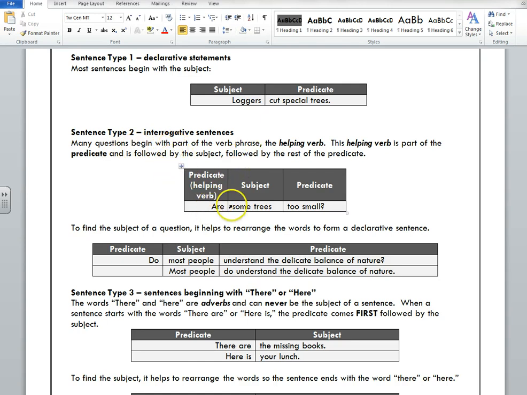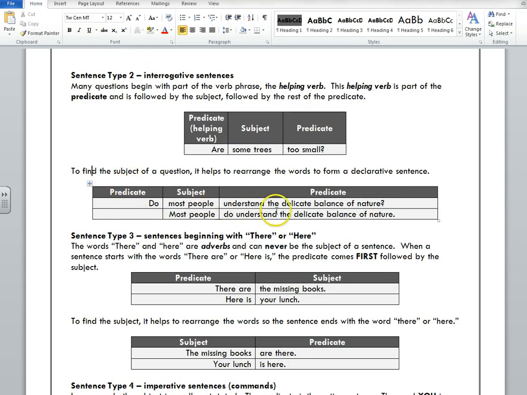You always have to separate your H's, your V's, and your S's. So in this question, are some trees too small? Here, right, we have our verb are. The sentence is about trees, but too small is still part of the predicate, right? Some trees are too small would be our statement, okay? So you have V, S, and then predicate following it as well.